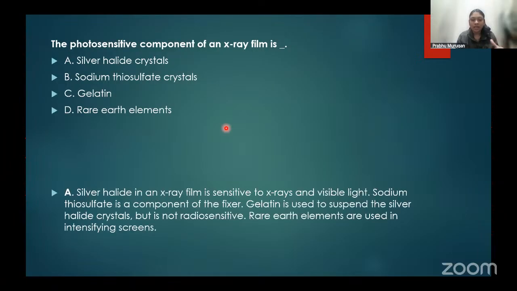The reason why the others are not relevant is sodium thiosulfate is a component that belongs to a fixer solution. Gelatin is the base in which the silver halide crystals are suspended, and it cannot be radiosensitive because it is the vehicle there. Okay, so I forgot to mention the name there. So the vehicle that I was talking about is the gelatin. Okay, and rare earth elements are parts of intensifying screens. We'll see how they are going to help in the intensifying screens.